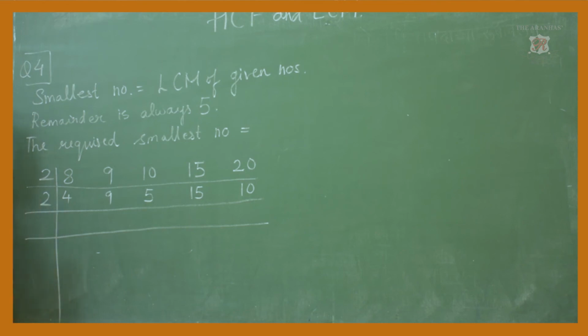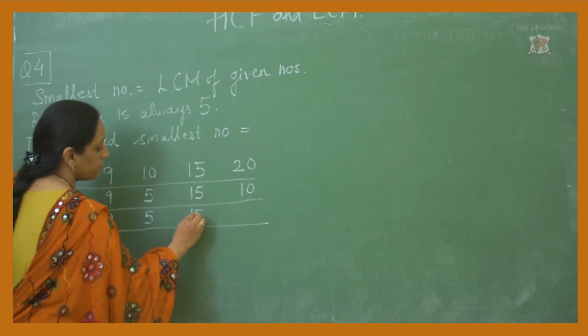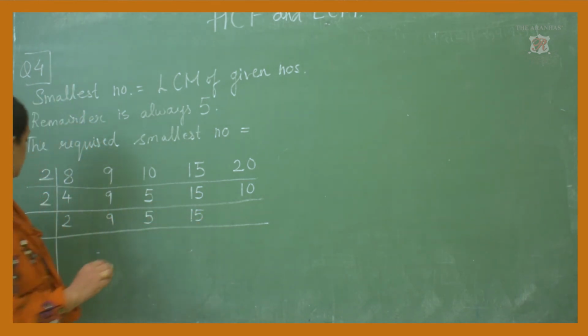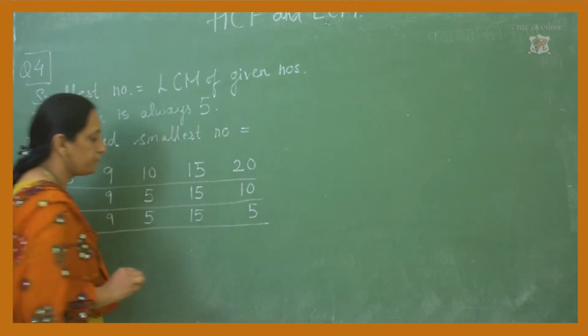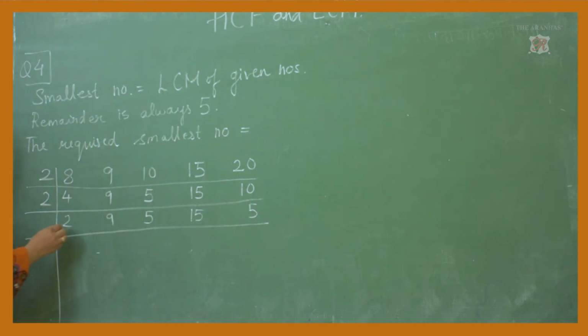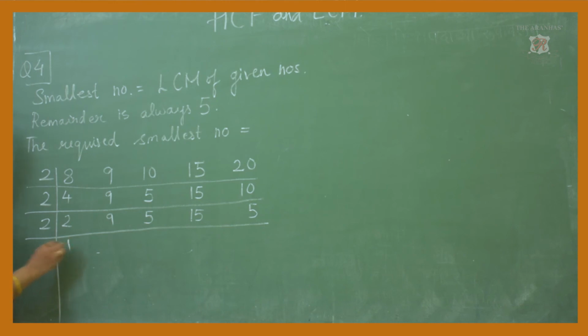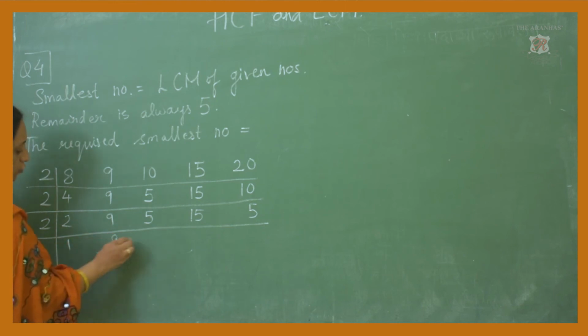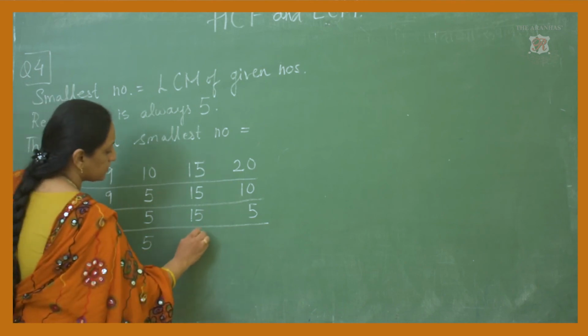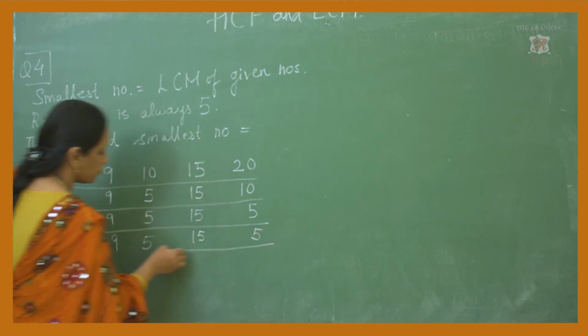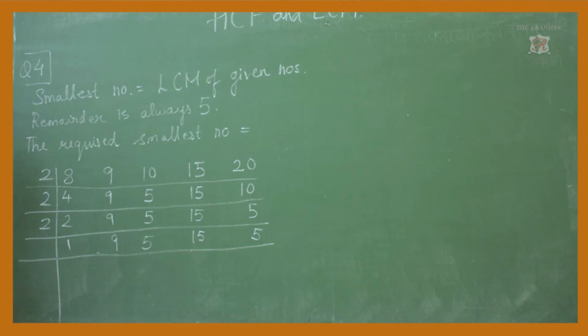Again start with the smallest number, that is 2. 2 2s are 4. 9, nothing can be done, keep 9 as it is. 5, nothing can be done with 2, keep 5 as it is. 15, nothing can be done because it is not coming into the table, so keep 15 as it is. Then 10, yes, 2 5s are 10. Now again study: it is 2, 9, 5, 15, 5. So these two can be divided. 2 1s are 2. The others are not going into the table, so those numbers come down as they are. Don't do anything for those numbers.